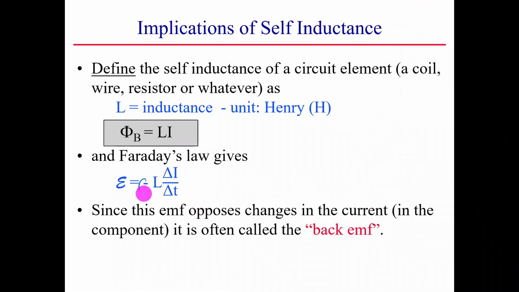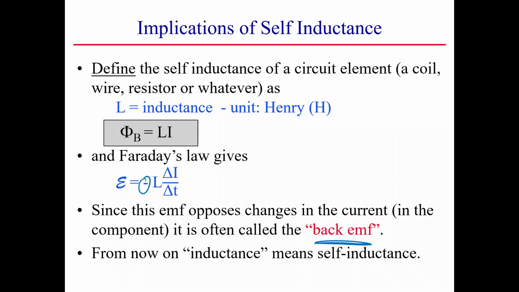So looking at that negative tells us the EMF that is created opposes the change in current. So that's usually called the back EMF. The back EMF is what creates the induced current. Okay, so it's back EMF. It's like the EMF that is in opposition to the change. So whenever I say inductance, I'm actually talking about self-inductance because we're going to be talking about one solenoid.